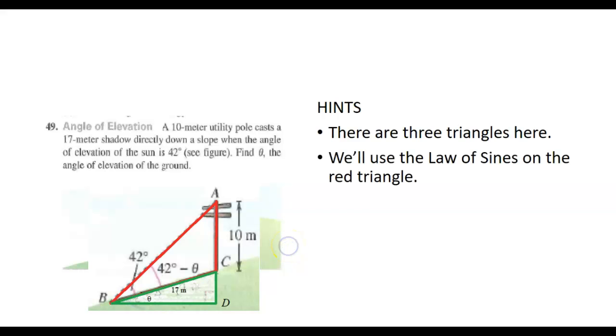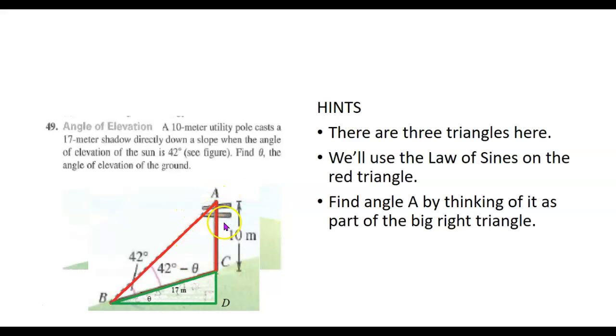Next hint, we're going to be using the law of sines because this is, after all, in the sections about the law of sines. And we're trying to find an angle. The law of sines works when we know either two sides and an angle or two angles and a side. Here, we know two sides of the red triangle. This is 10 meters and this is 17 meters. So we are going to be using the law of sines on that triangle using those two sides and then two of the angles.